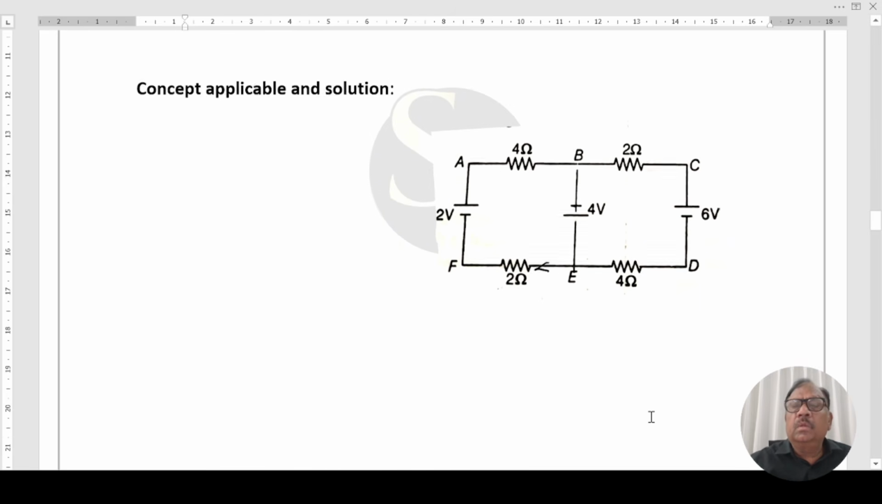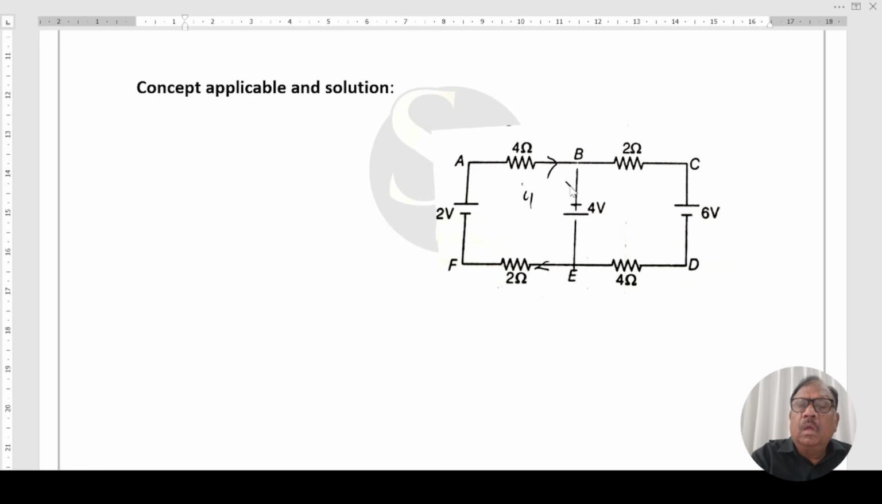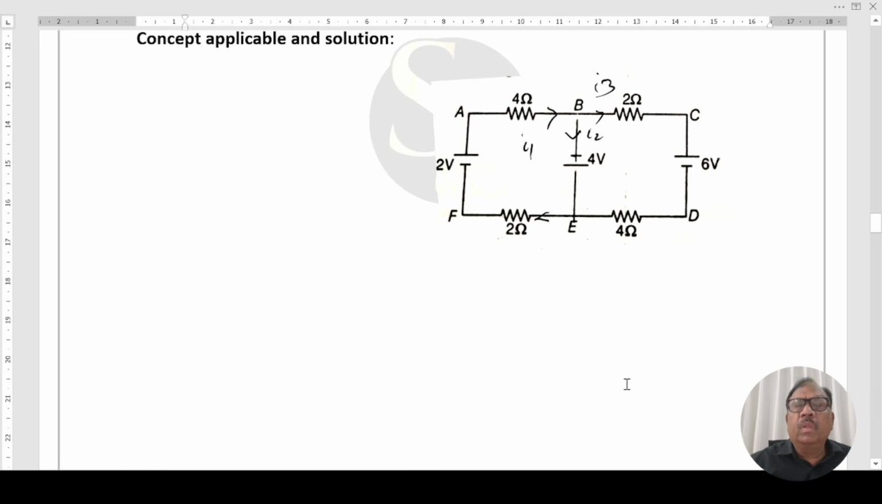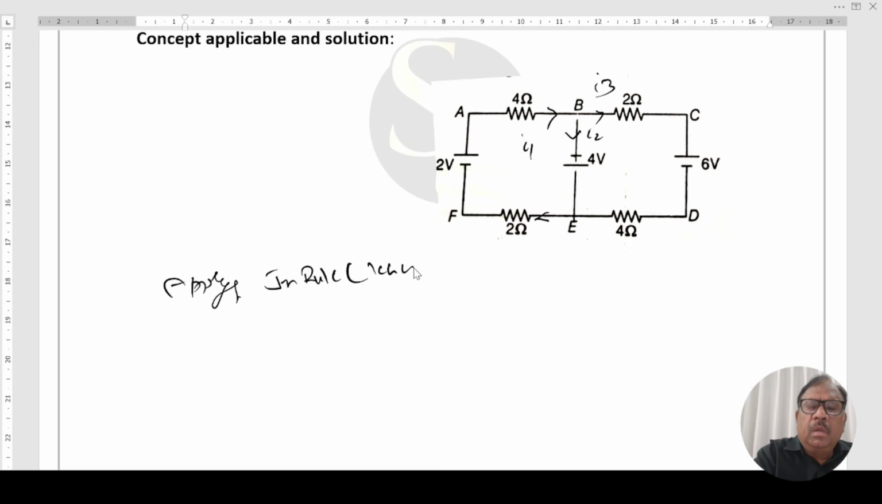Now I1, I2, I3. Applying the junction rule, that is KCL, which is based on the conservation of charge: the sum of incoming currents is equal to the sum of outgoing currents. I1 equals I2 plus I3.